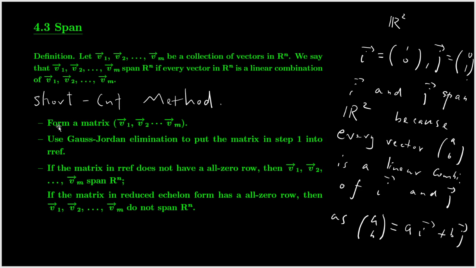That's what we meant by step 1. Form a matrix like that. You look at how to form the matrix. Every column has the components of v1, v2 up to vm. The second thing we do is to perform row reductions to make the matrix RREF.